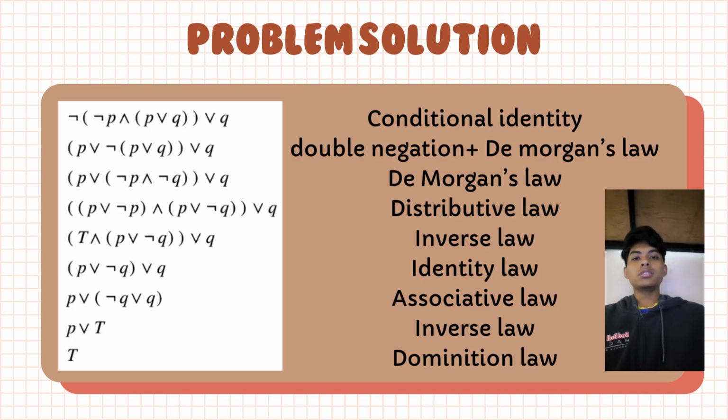First is conditional identity, and the second is the double negation plus De Morgan's law, and the third is De Morgan's law. We use De Morgan's law twice. And fourth we use a distributive law to separate the P and not Q, not P and not Q. Fifth we use an inverse law, and next we use identity law, and after that we use the associative law, and then inverse law, and then domination law.